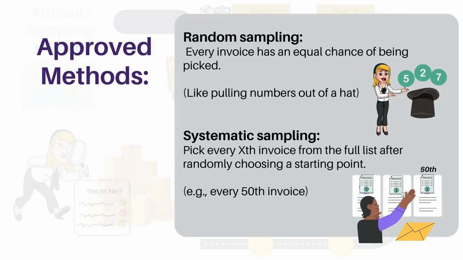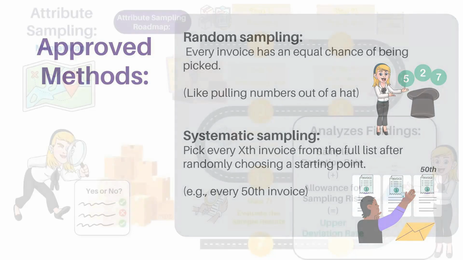So why is this important? It helps make sure that the sample truly represents the whole population. If Lucy only looks at the first 10 invoices from January, she might miss mistakes that happen in other months, or only test invoices processed by one staff member. By using a random or systematic approach, Lucy can feel more confident that the sample she checks gives a fair picture of whether Accrual World's approval process is really working.